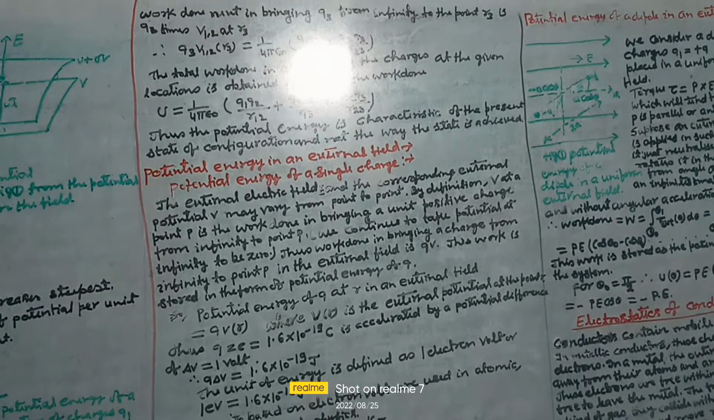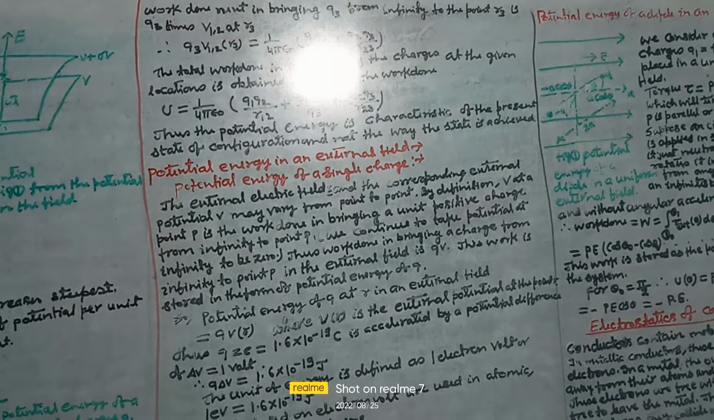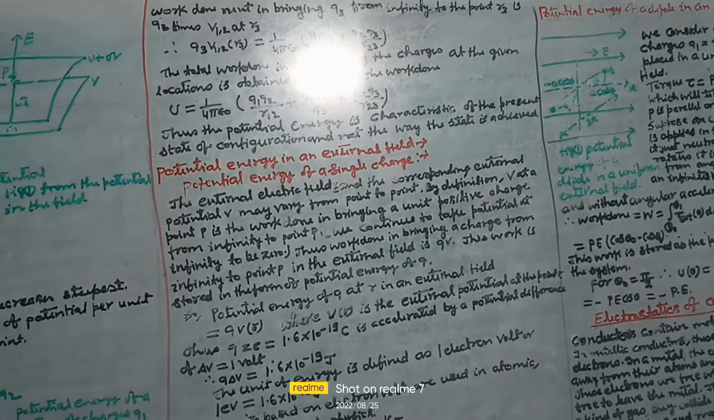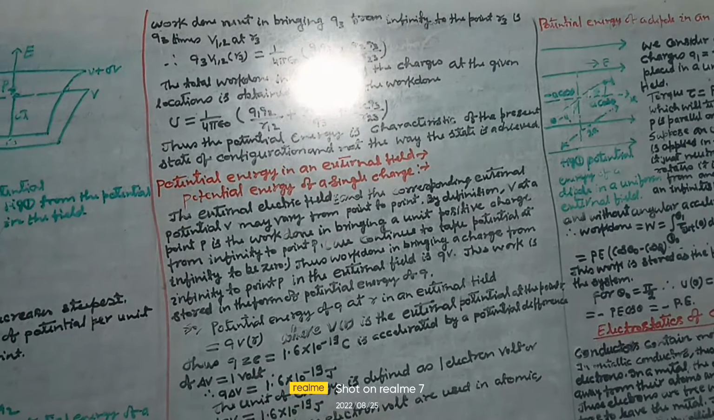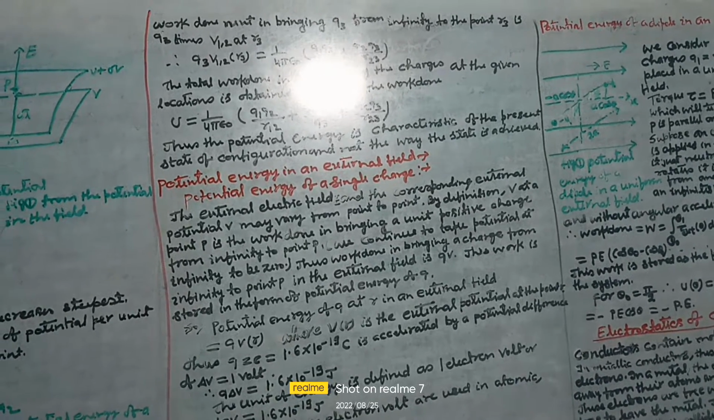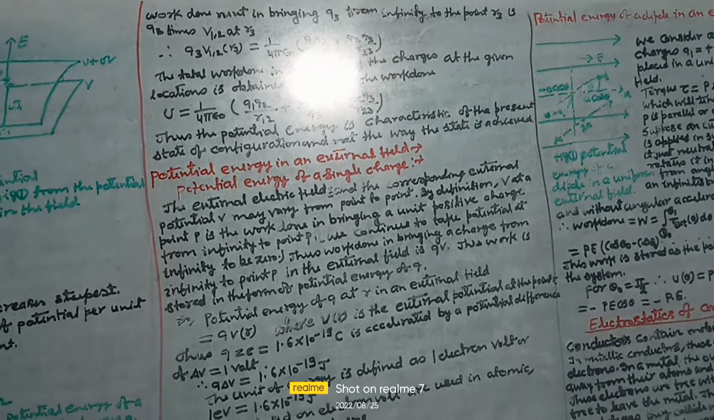Thus, work done in bringing a charge Q from infinity to point P in the external field is QV. The work done is stored in the form of potential energy of Q. So the potential energy of Q at R in an external field equals QV, where V is the external potential at that point.